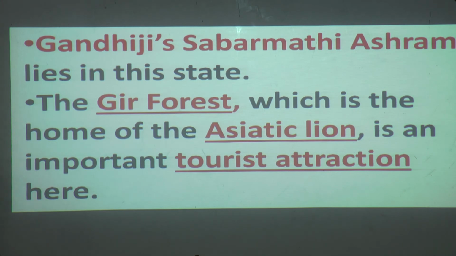People from other states come to Gujarat as tourists. What they want to see here is the Gir forest and the Asiatic lion. It is an attraction point over here.